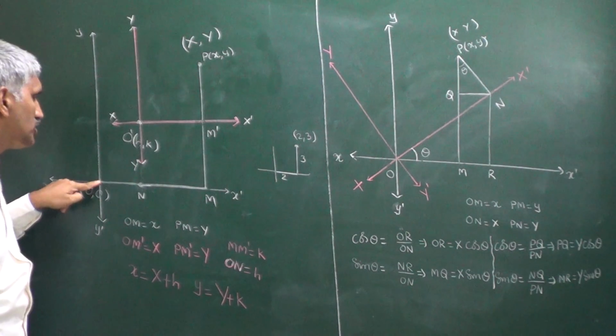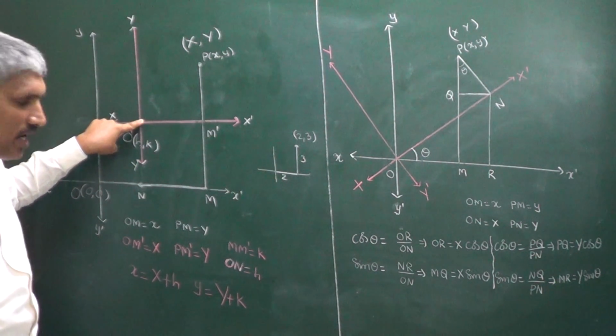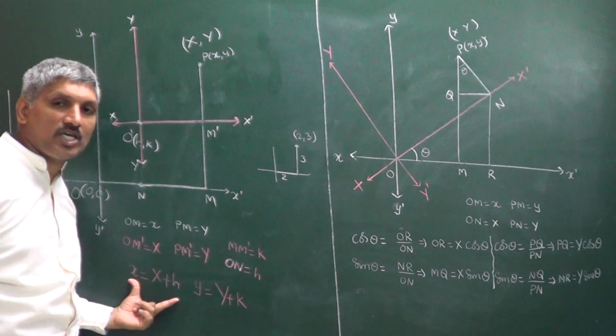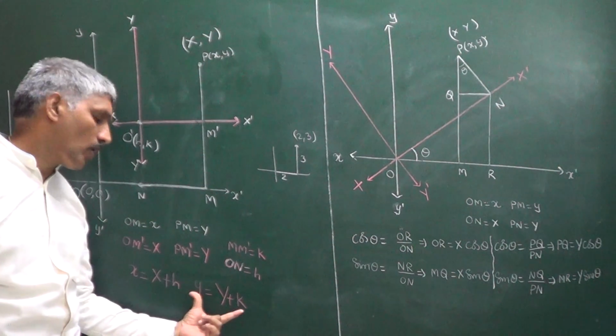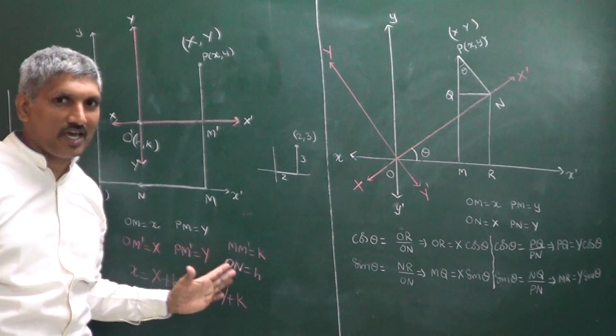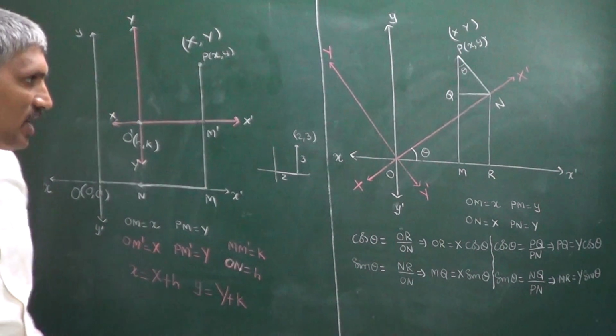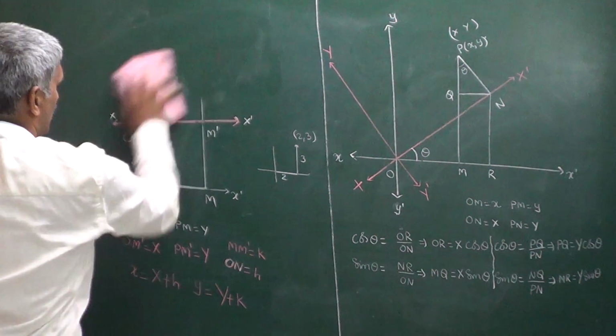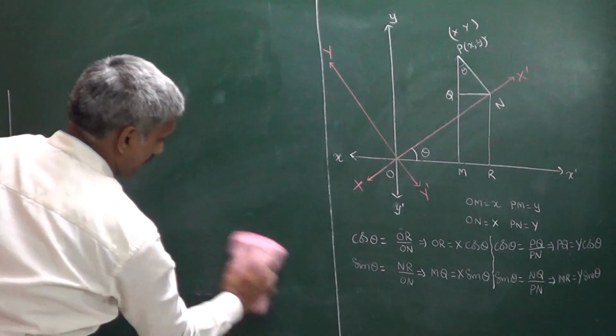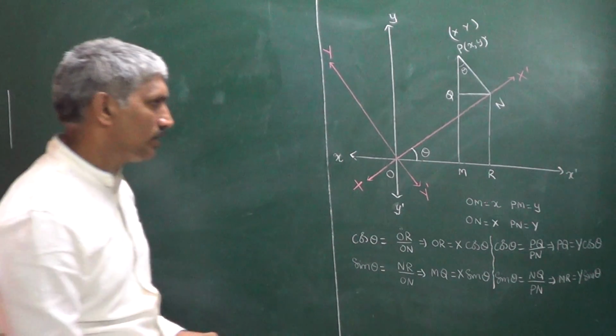When the origin is shifted to a point (h, k), then we can write x = X + h, y = Y + k. That is about the translation of axes. Now come back to the discussion regarding the rotation of axes. There, observe here what happens.